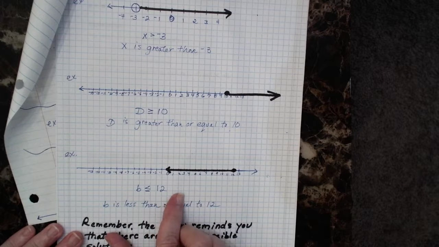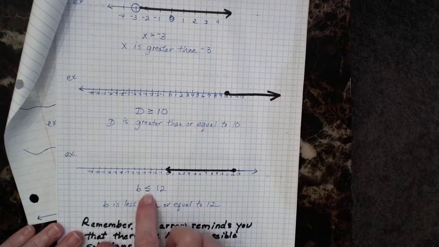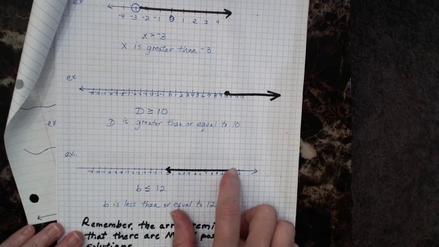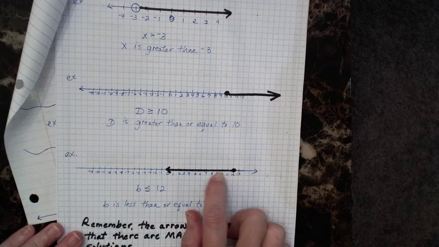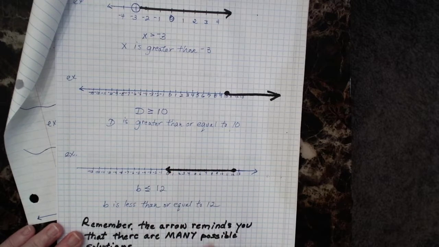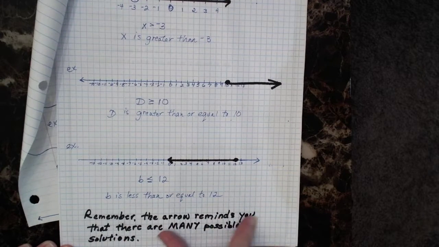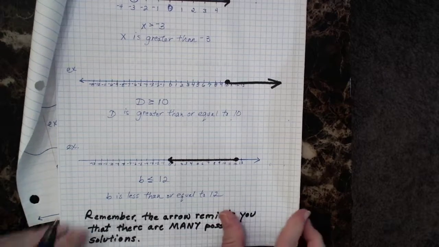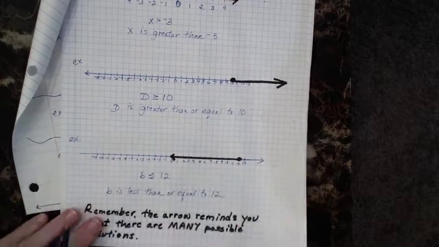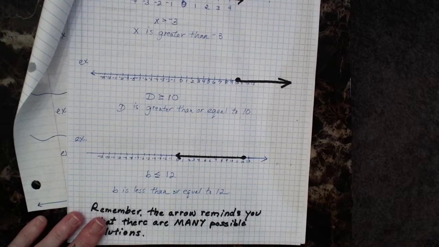b is less than or equal to 12. Because of this line, it can be equal to 12, which means you darken in the circle and your arrow goes this way. Remember that the arrow reminds you that there are many possible solutions. And that's the end of this tutorial.